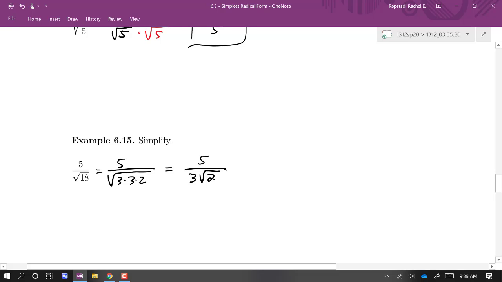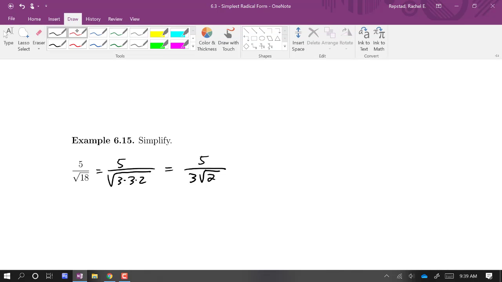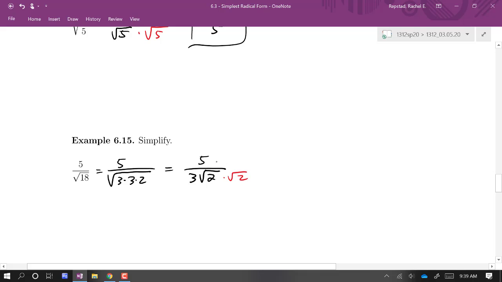So I'm just going to multiply the top and the bottom by the square root of 2. So now I've got 5 root 2 on top. What do we have on the bottom? 6. Yep, 3 times 2. How's that? These were both square roots.